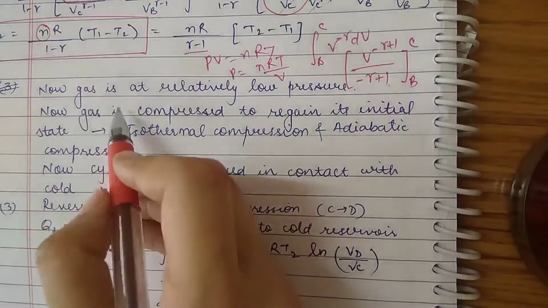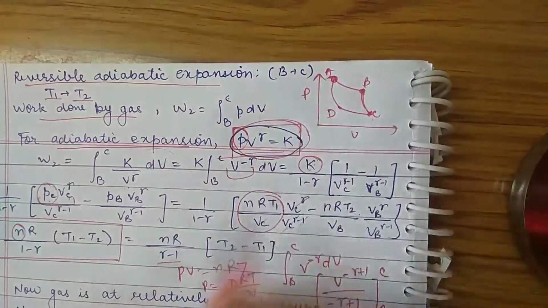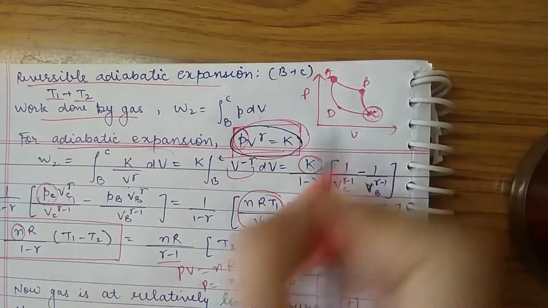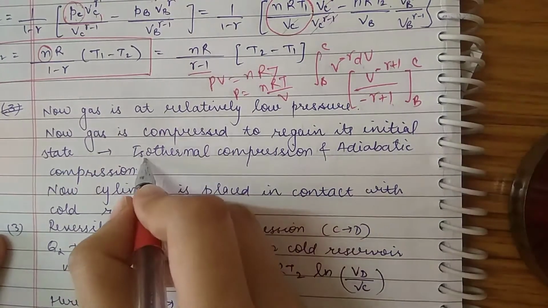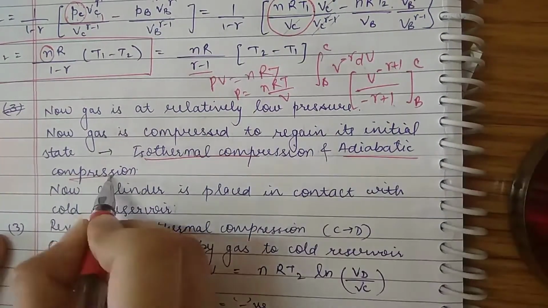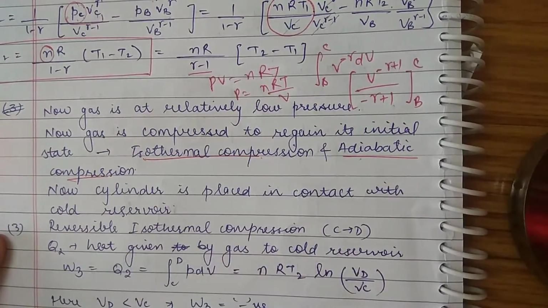Now the gas is at relatively low temperature. As we can see here, earlier the pressure was higher, but now at point C the pressure is lowered, so we have to compress the gas to regain its initial state. We can do this compression in two ways: isothermal compression and adiabatic compression.